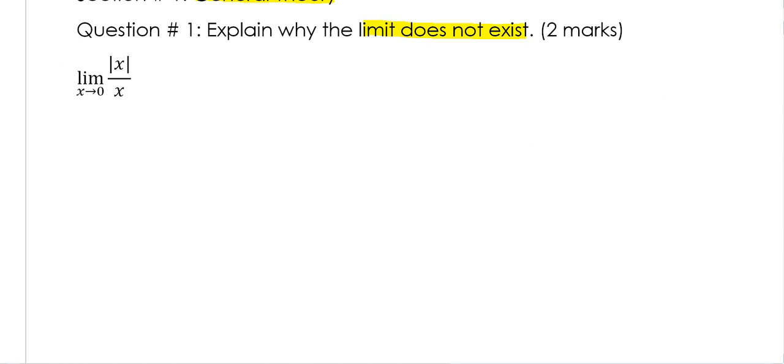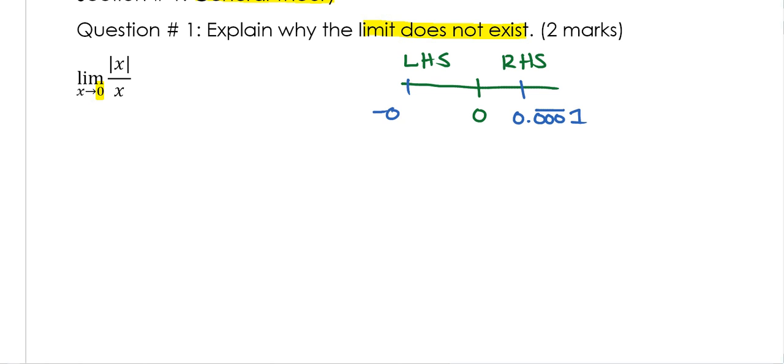Okay, so notice that you're focusing on the x value of 0 there. So once again, just do a little number line here with 0. You have a left hand side and a right hand side. So find some numbers to the left of 0 and find some numbers to the right of 0. Those numbers could be like 0.0001 repeating, and -0.0001 repeating. And all you have to do is insert those numbers into your limit statement. So what you want to do is write a limit statement here as x approaches 0 from the right.